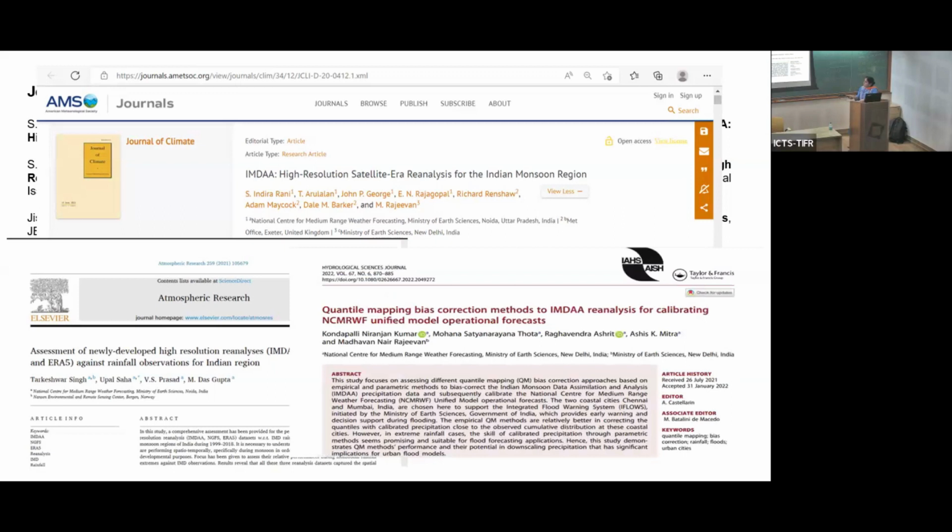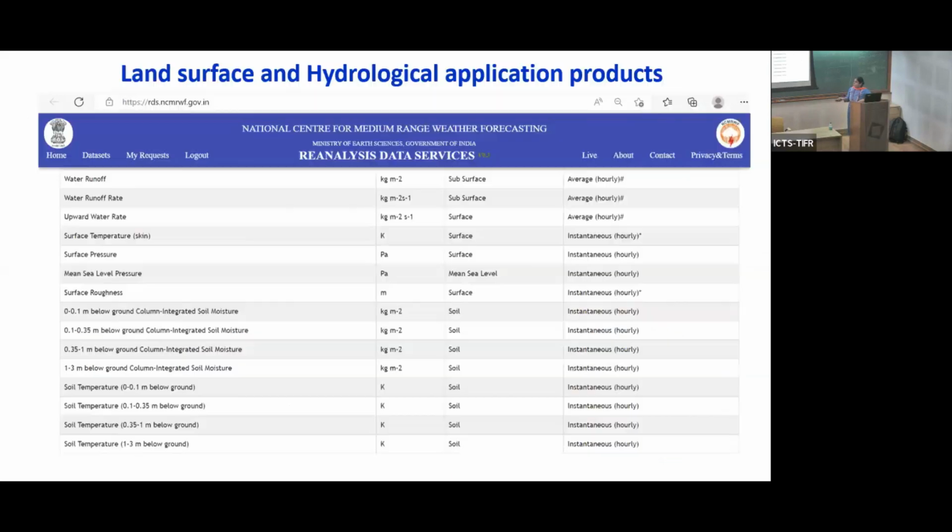And we have another paper on bias correction using the IMDAA reanalysis, a quantile mapping bias correction method applied to IMDAA reanalysis for calibrating the NCMRWF Unified Model operational forecast. So we use this IMDAA reanalysis for bias correcting our operational forecast also, because it is a long-term one. Then we have so many land surface and hydrological application products.